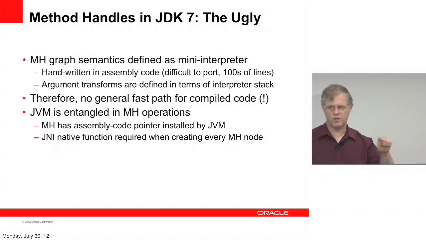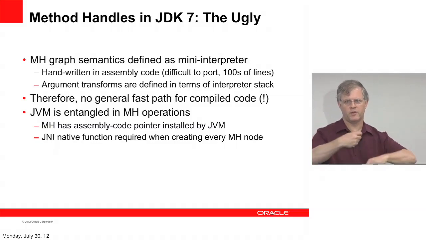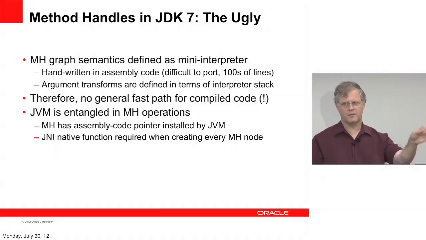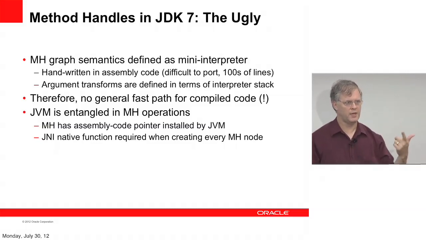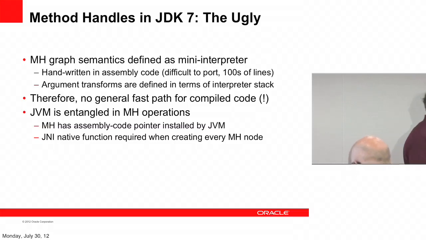Each method handle had its own little piece of assembly language, and the assembly language was whatever was convenient to write as a sort of mini interpreter for doing argument transforms on the interpreter stack. If we had to swap 2 arguments, it was fairly easy to write a little assembly language routine of a few lines to swap 2 arguments and then parameterize it and build all these things that are called adapter method handles in JDK 7. They're put in chains, and each one will do one transform. A transform might be a cast or a box or an unbox, something like that. It's all defined in terms of the interpreter stack.